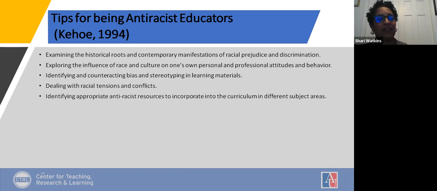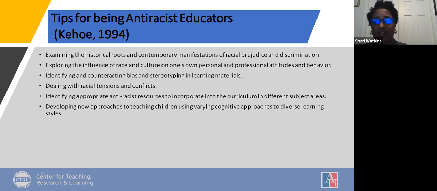The 5th tip, identifying appropriate anti-racist resources to incorporate into the curriculum in different ways. And so what does that mean, right? And so for us, it's thinking about, again, how can we best support students through our curricular choices that are both inclusive and expansive? Developing new approaches to teaching using varying cognitive approaches to diverse learning styles. So here, again, thinking about what are our instructional strategies and how effective is our instruction for diverse learning styles?